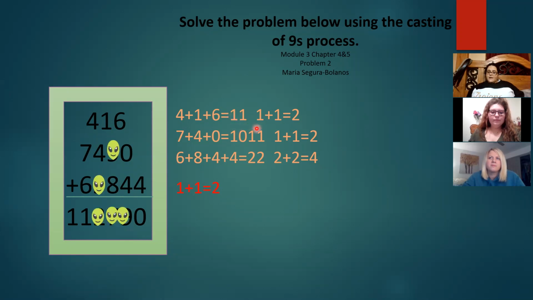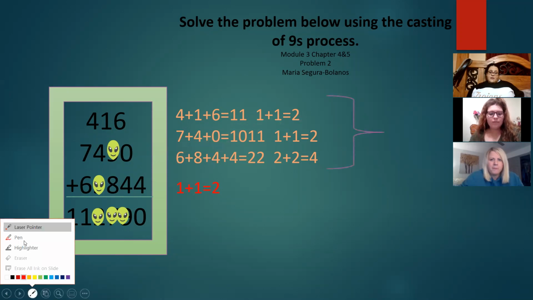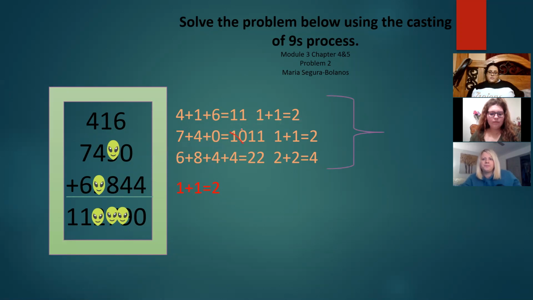We're going to break that down again to 1 plus 1, which is 2. Then you've got 7 plus 4 plus 0, which actually is going to equal 11, not 10. So we made a mistake there. And then we have 1 plus 1 equals 2. Then we've got 6 plus 8 plus 4 plus 4 is 22. And then we break that down further to 2 plus 2 equals 4. Then in our answer, the only numbers left are 1 and 1, so that equals 2.